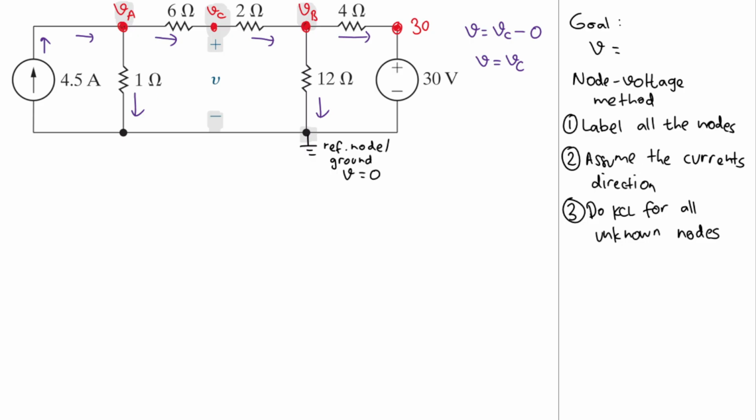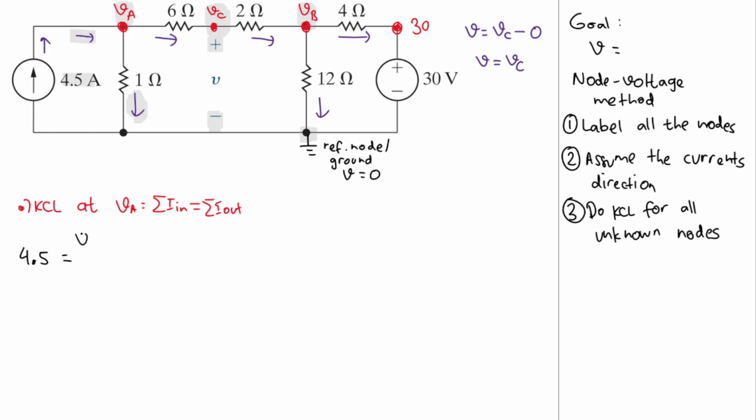Okay, let's do the first KCL, which is at VA. Let's do KCL at VA. And KCL says that the sum of the currents that go in will equal the sum of the currents that go out. The only current that goes in is this current here, and that will equal 4.5 amperes. Let's write that. So I have 4.5 amperes. And that will equal the current that goes out, this one here, but we need to calculate this using Ohm's law.